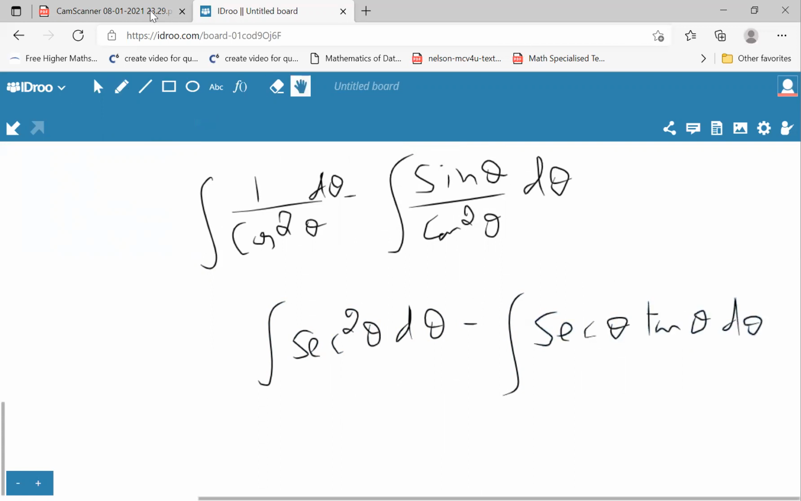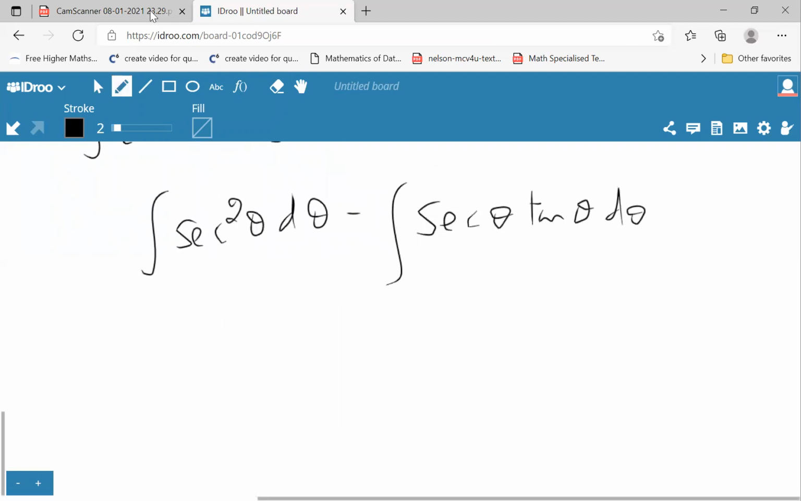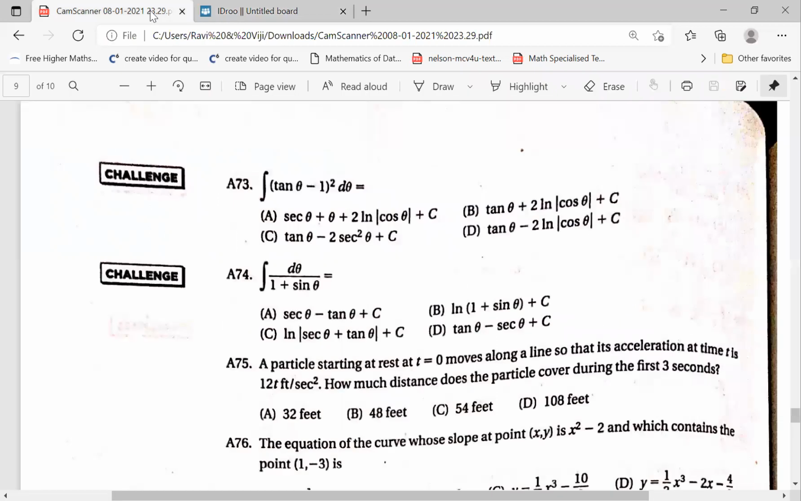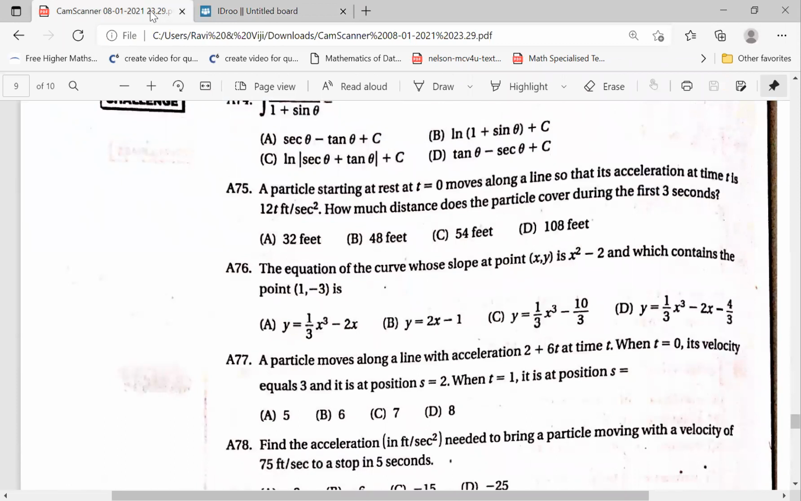Now integrating this, integration of secant square theta is tan theta. Integration of secant theta tan theta is secant theta plus c. So tan theta minus secant theta plus c, option D is correct. Now coming to the 75th one.